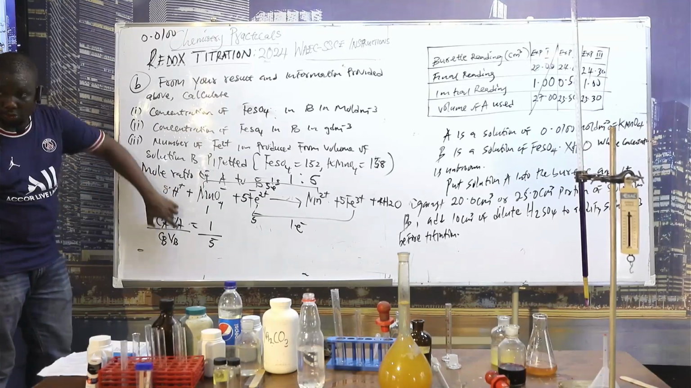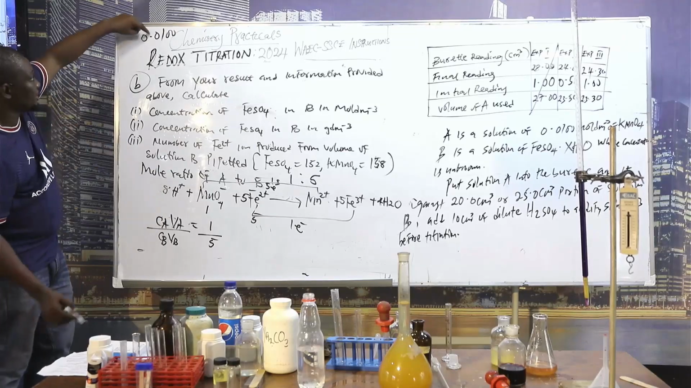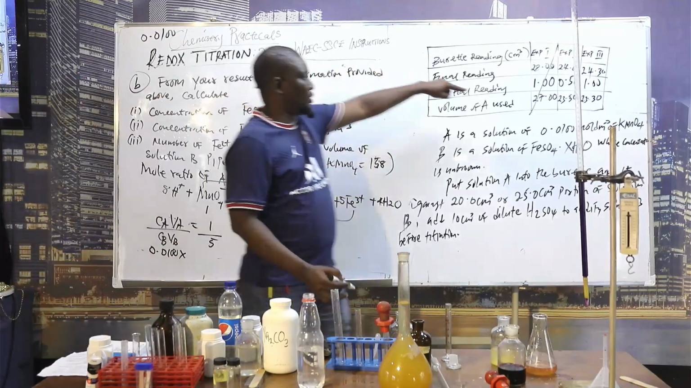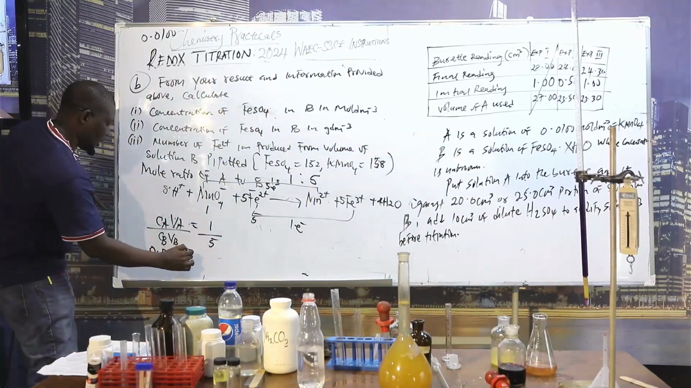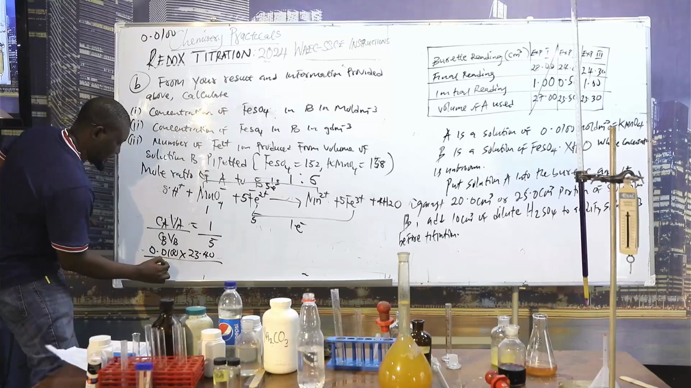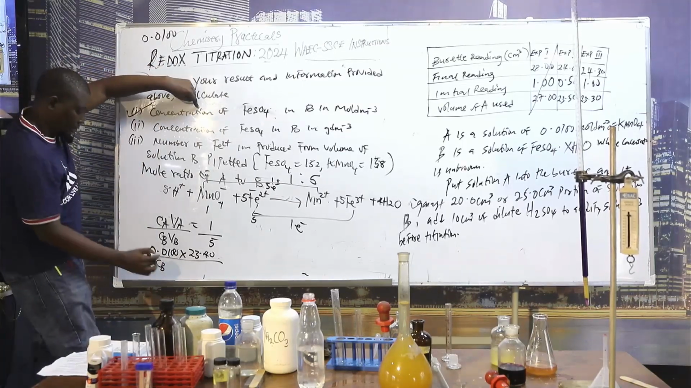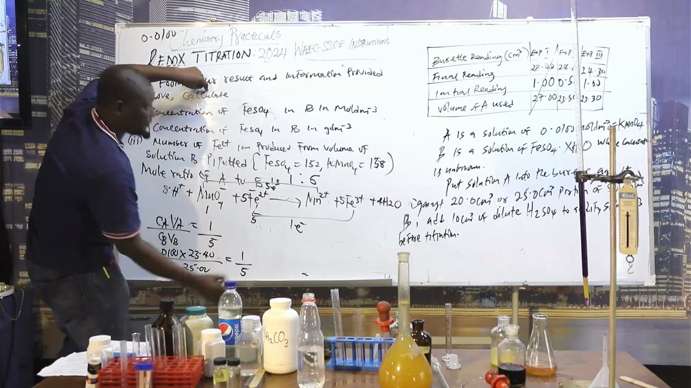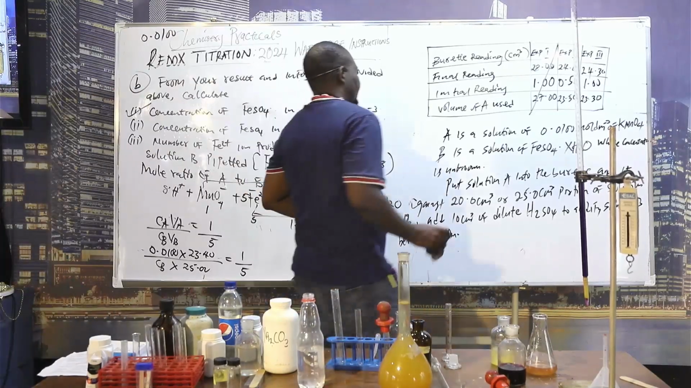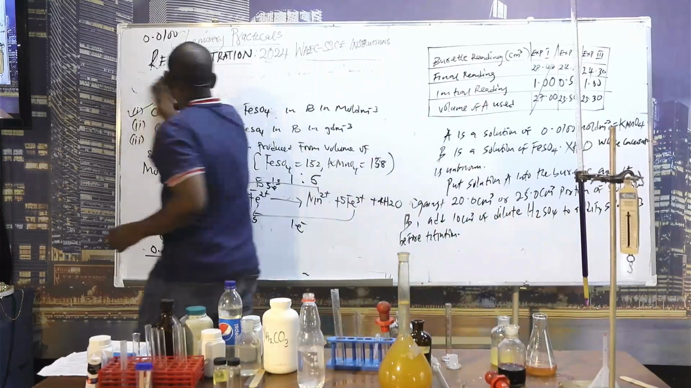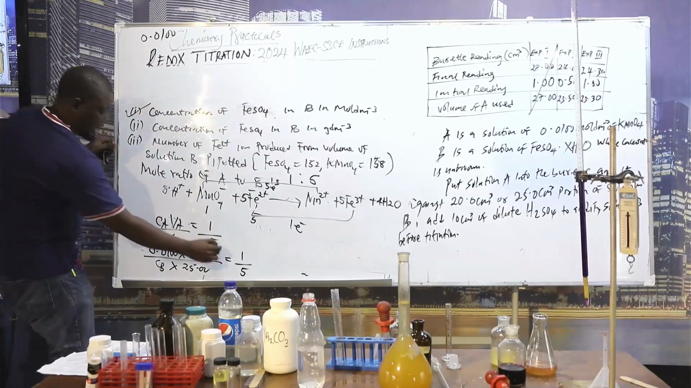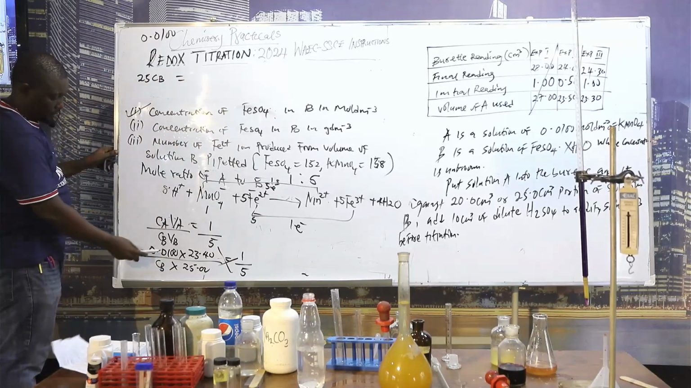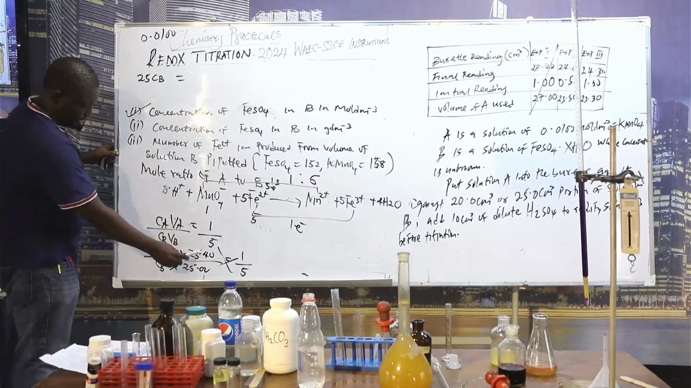Then what do you do here? You substitute. So upon substitution, CA is already given to you as 0.0100 times the average volume of the consistent titre used, which is 23.40, over CB, that's what you are looking for now, times the volume of pipette, which you record as 25.00, equals 1 over 5. Then you cross multiply. On cross multiplying, 25 CB equals this times this times this.